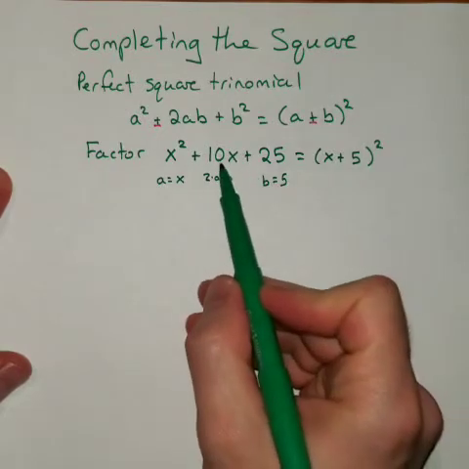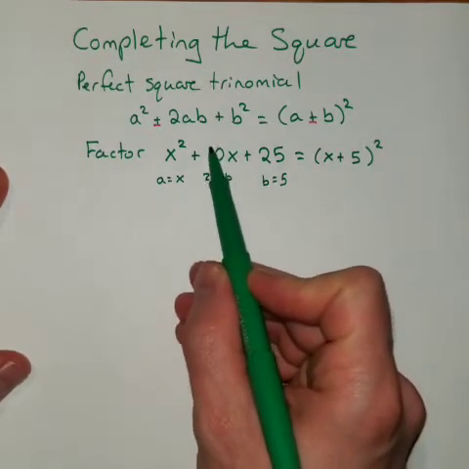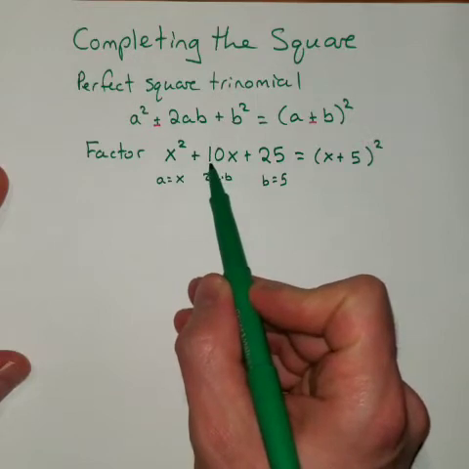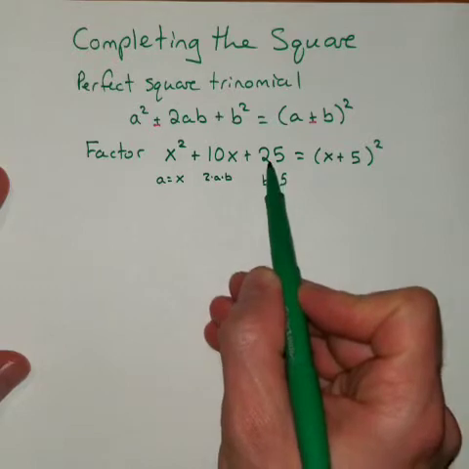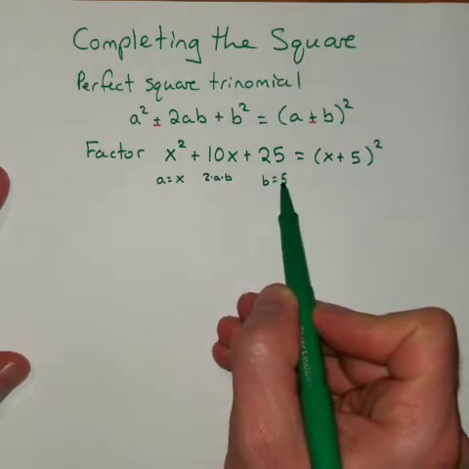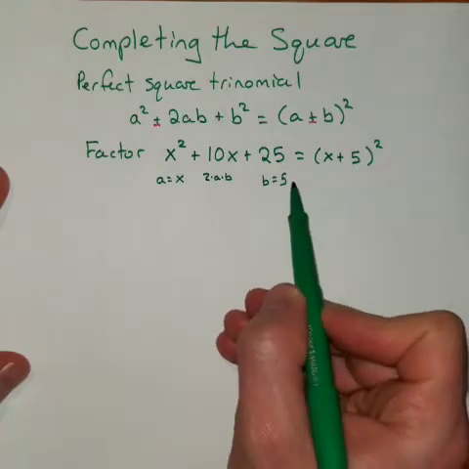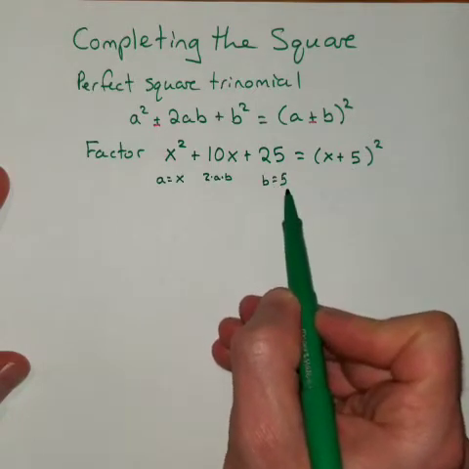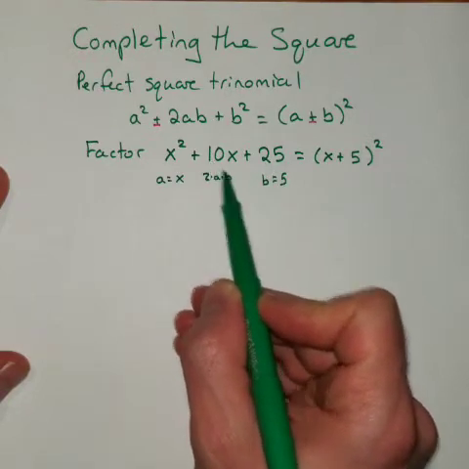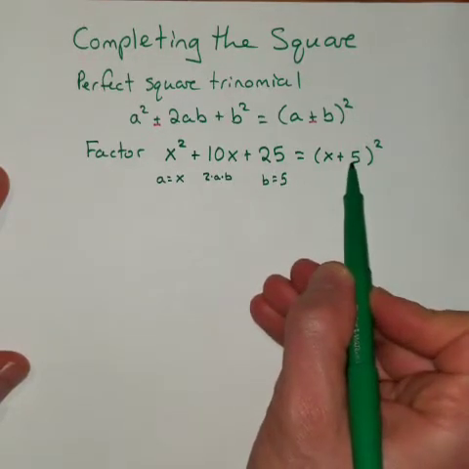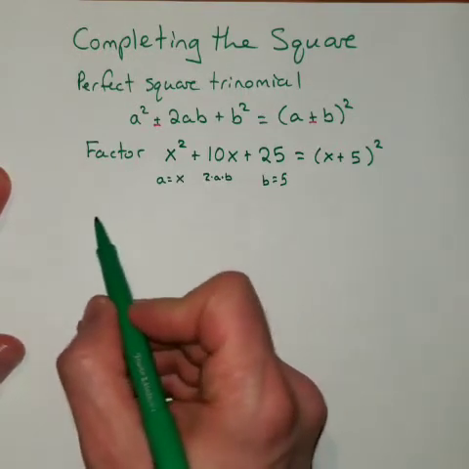Here's a technique for doing that. Notice in this example, the relationship between the 10 and the 25 is that if you take the 10, cut it in half, you get 5, and then square the 5, you get the 25. And this 5 is what goes in the parentheses over here. So it all hinges off of this 5. The 5 squared is here, the 5 doubled is here, and the 5 itself is here. Alright, so let's look at another similar example.